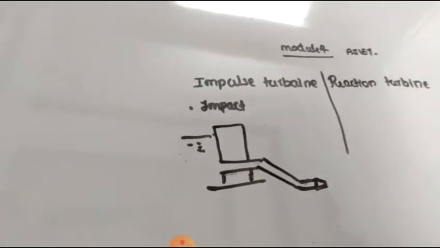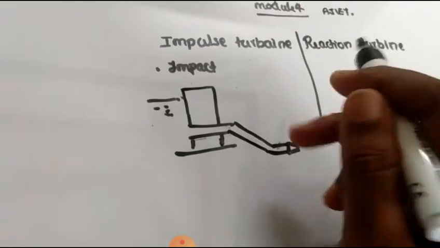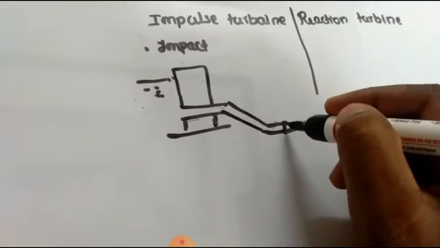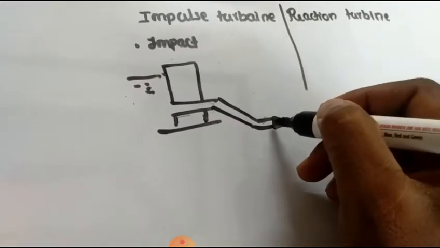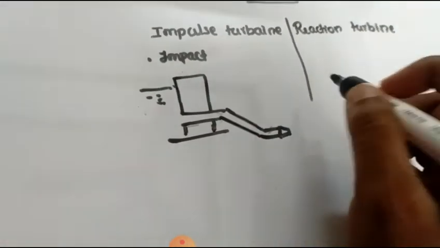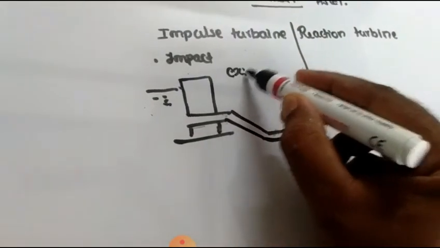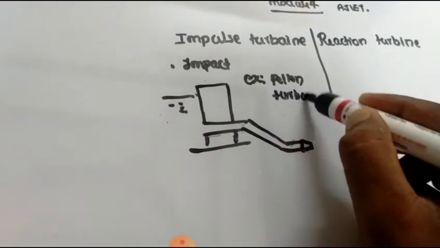This is a dam and reservoir connected, the general layout of a power plant. Here the penstock pipes and the nozzle are there. Why do we use the nozzle? The area decreases, and at that time the water comes out at high velocity. The best example for this is the Pelton turbine.